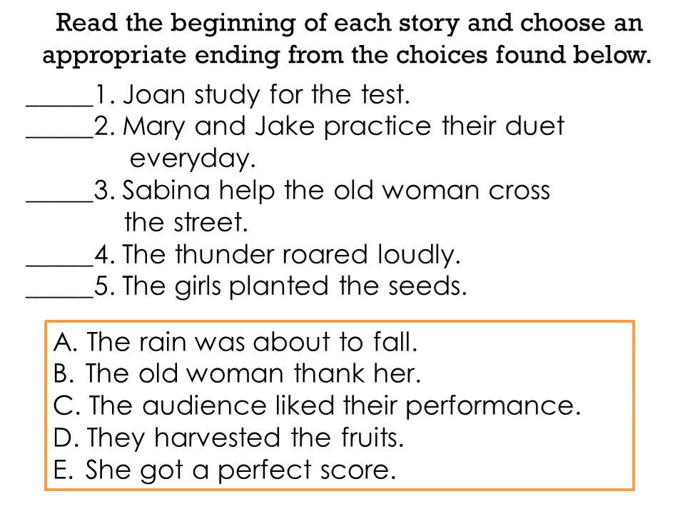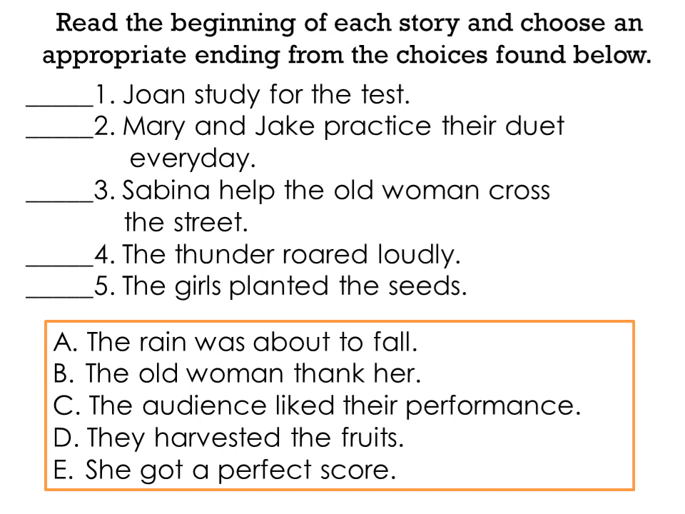Number 3, Sabina helped the old woman cross the street. So what do you think will be the ending? Is it letter A, the rain was about to fall? B, the old woman thanked her. C, the audience liked their performance. D, they harvested the fruits. E, she got a perfect score.